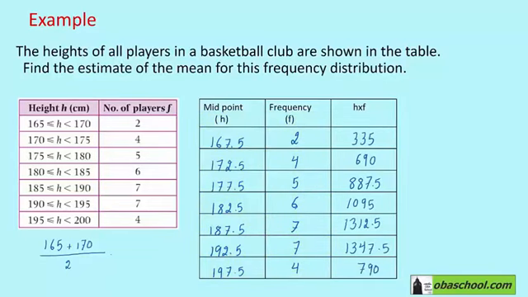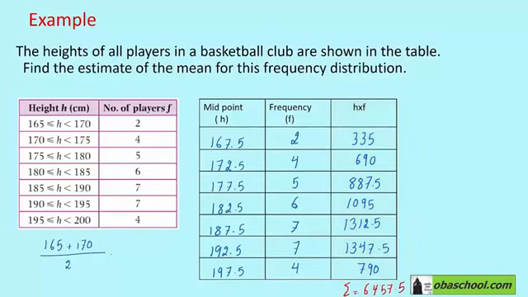So now, after we have multiplied the value by the frequency, we should add all of those products, all of those numbers within the third column. We have to add them to come up with their sum, since their sum is used in the formula that we will use for the mean. So their sum is 6457.5, and the number of players is 35 players.